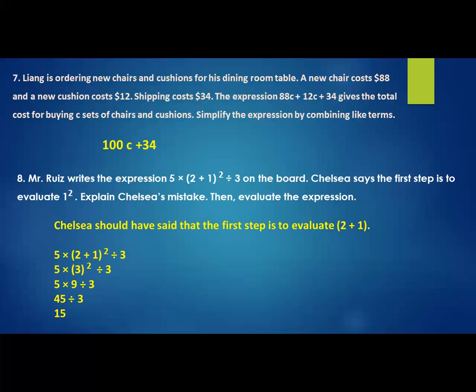So what mistake did Chelsea make? Chelsea should have said that the first step is to evaluate the parenthesis, 2 plus 1. Instead of that, she just removed the 2 and found the second power of 1, which is wrong. She should have found the second power of 3 instead of 1. So 15 will be the final answer. Please do it yourself and find it again.